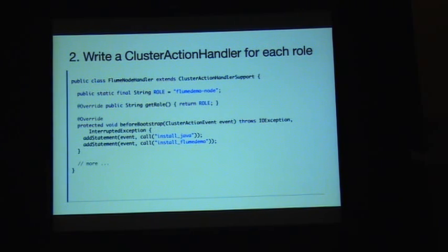Okay, so the first two lines are just a bit of boilerplate to say what the role name is. The bottom method is called before bootstrap, and that gives us an opportunity to run some code before the actual bootstrap operation takes place. Remember, in bootstrap, what we're really doing is installing software. So we're going to run two scripts here. We're going to say, please run the install Java script, and please run the install Flume demo script. We'll see those scripts in a minute.